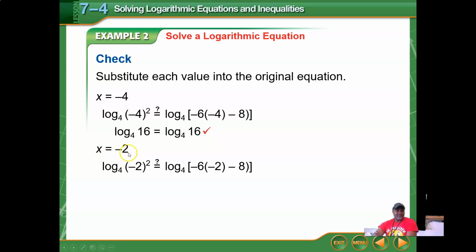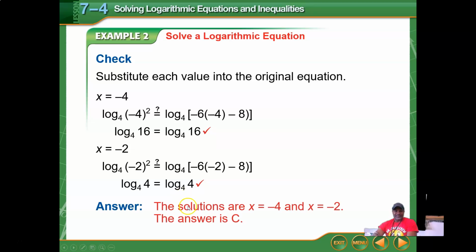And same thing with x equals negative 2. Substitute it in. Negative 2 squared is 4. Log base 4 of 4 is 1. Negative 6 times negative 2 is positive 12. Positive 12 minus 8 is also 4. Log base 4 of 4. They both are equal to 1. And so our solutions are x equals negative 4 and x equals negative 2, and the answer is C.